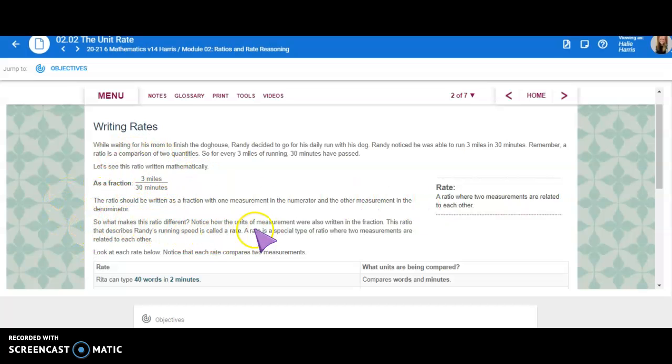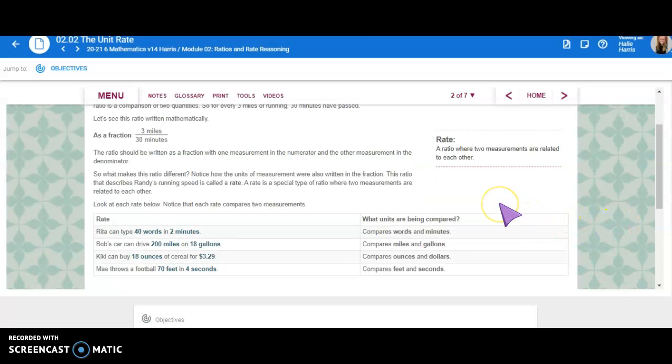What makes this different? So notice how this is written as a fraction. The ratio that describes Randy's running speed is called a rate. So a rate is a special type of ratio where two measurements are related to each other. So you can see the other different rates below here. These are all just examples.